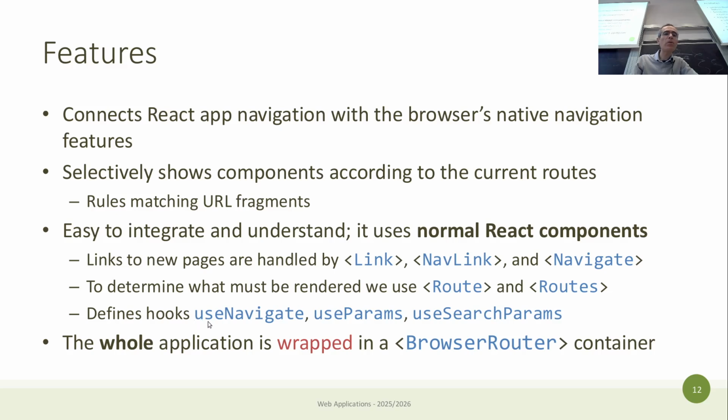It defines three hooks which are defined by the library itself: useNavigate, useParams, useSearchParams. That's basically to move to other URLs or to handle and process what's contained inside the URL in a simple way. To use this library, the whole application must be wrapped into a BrowserRouter container. So it means that over App, we need to include App in this open and closed BrowserRouter container component, if you like.